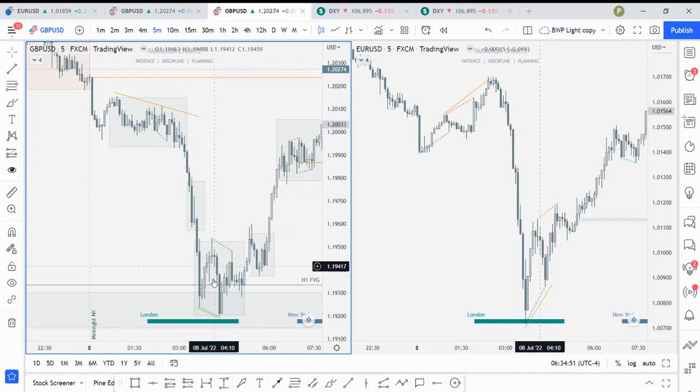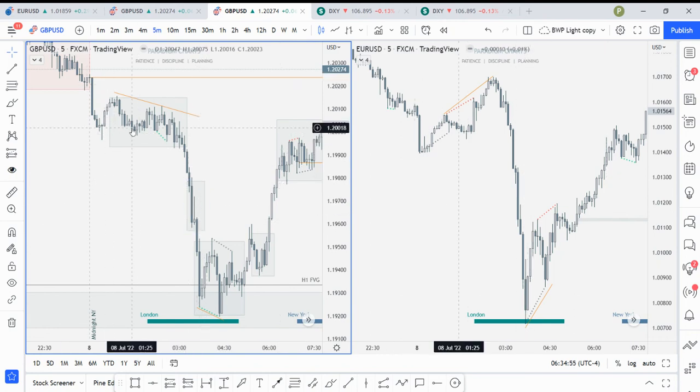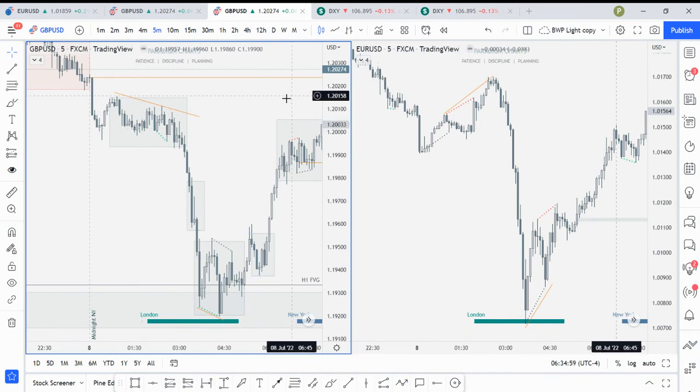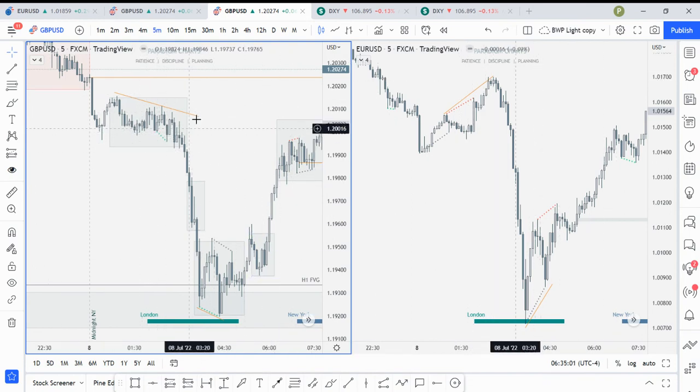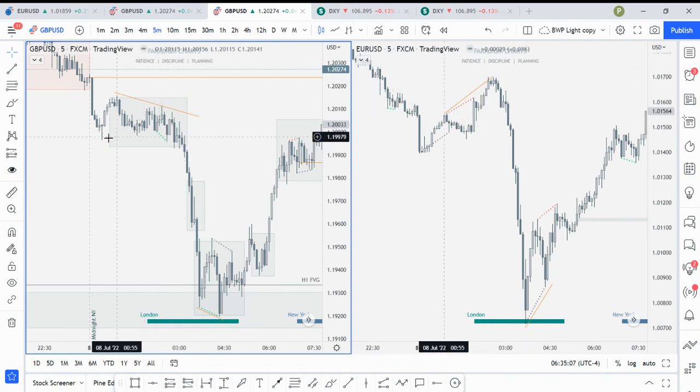So you want to long the stronger pair and short the weaker pair, or you short both of them. Sometimes I short both of them, but I might reduce my risk for the stronger pair if I'm shorting it. Sometimes I just focus on the weaker pair. So this is a bearish SMT divergence.